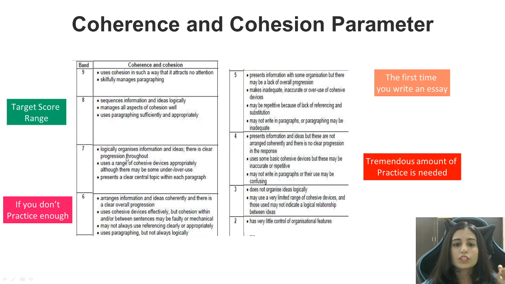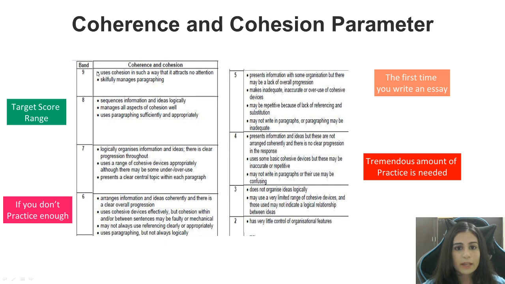So you have to logically organize information and ideas, and there should be clear progression throughout. That basically means that your ideas should be logically sequenced. Number 2 is that you have to use a range of cohesive devices. This is going to be the highlight of today's session, and we'll be focusing on different types of connectors, and also learning how not to underuse them or overuse them. Then you also have to present a clear topic within each paragraph. So these are the 3 things that you should focus on.